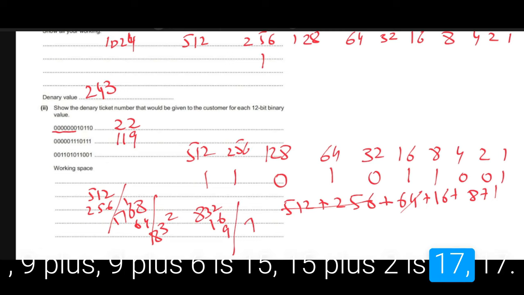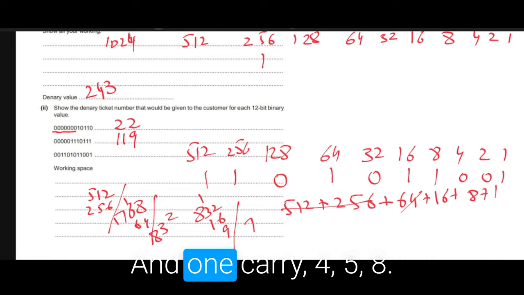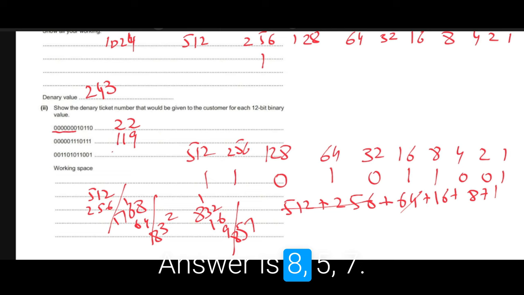8, 3, 2 plus 16 and 9. 9 plus 6 is 15. 15 plus 2 is 17. 17, carry 1, and 4, 5. The answer is 8, 5, 7.